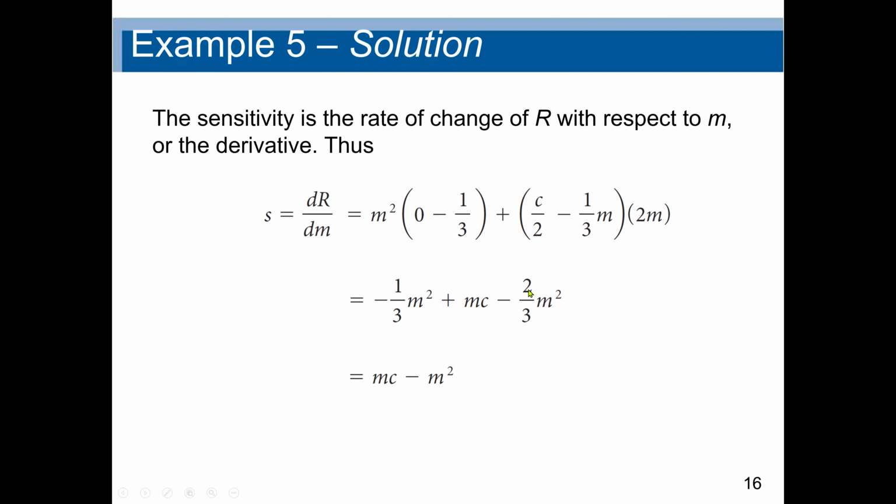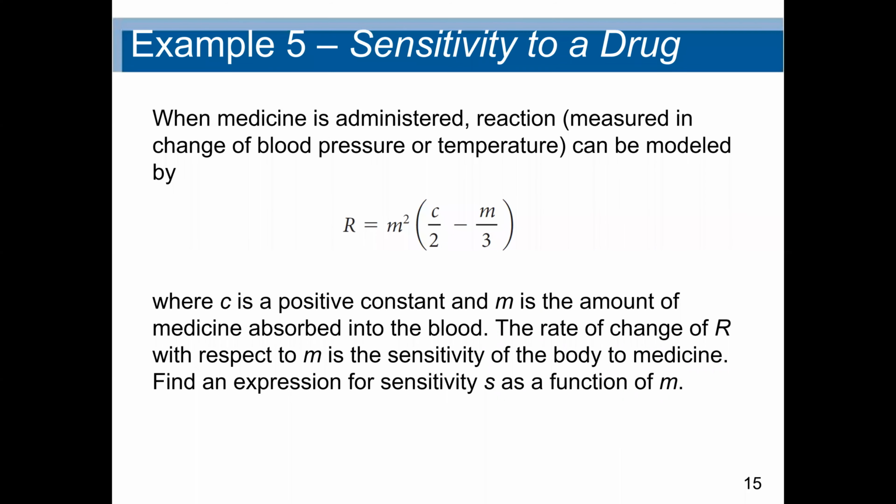And they combine. We have like terms here: M squared minus 2/3 minus 1/3. We combine 2/3 and 1/3 will give us 1. Since it's negative, we add them together and keep the negative sign. So we get MC minus MC squared. So again, from the model, we're finding the derivative of the function here.